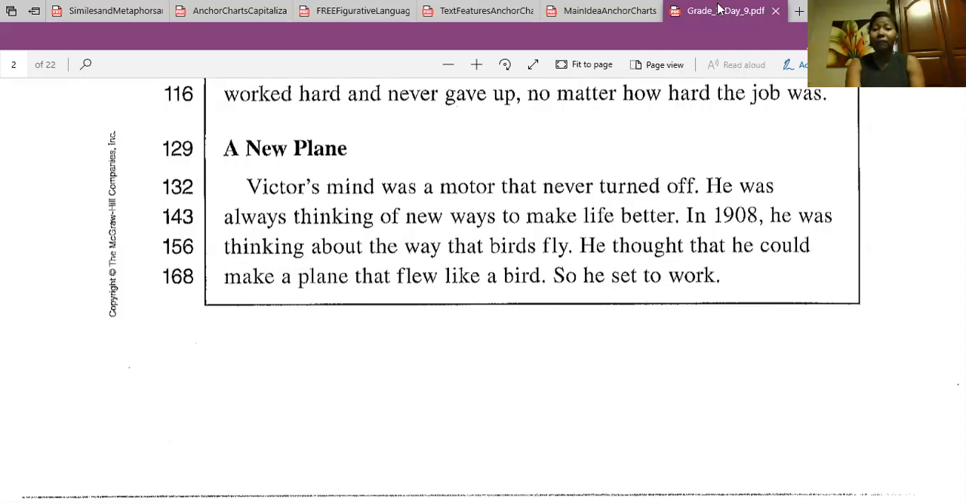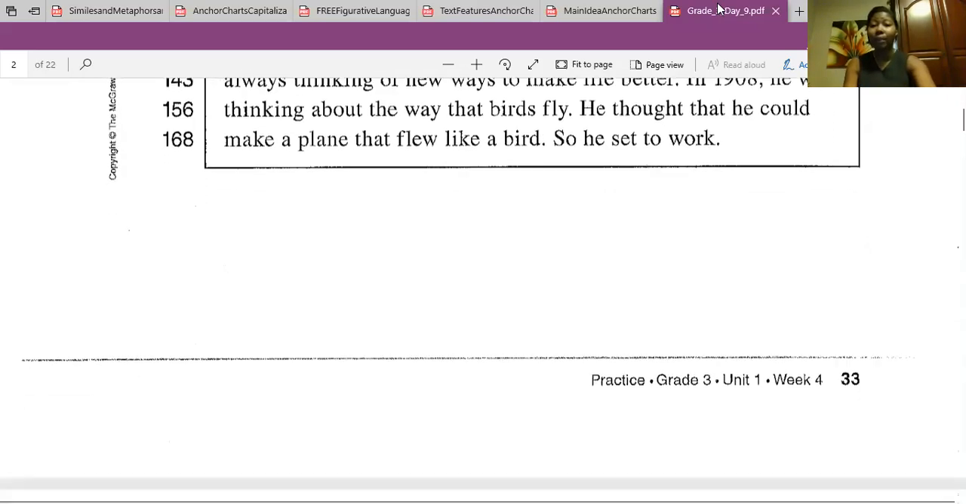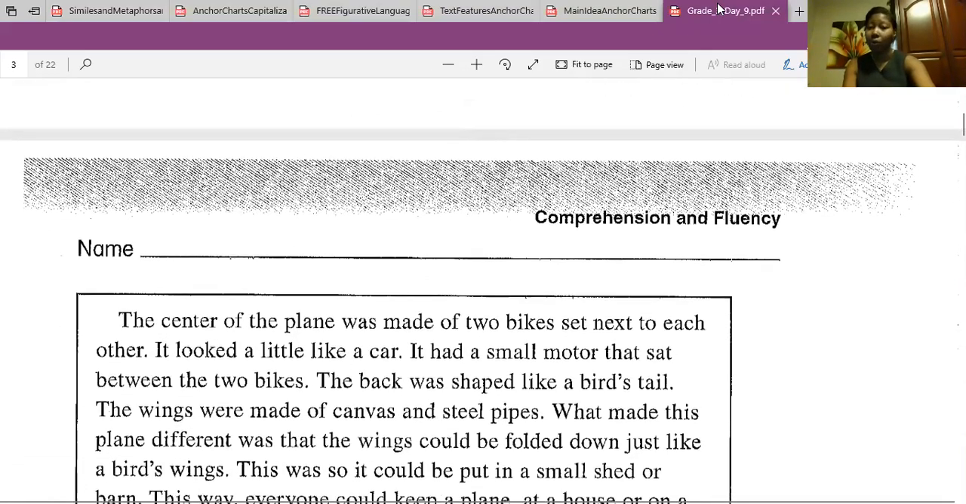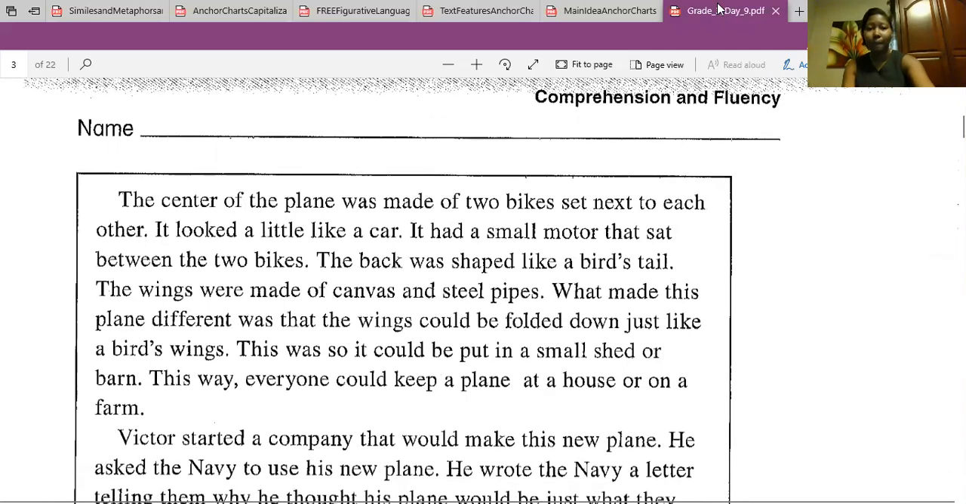Victor's mind was a motor that never turned off. He was always thinking of new ways to make life better. In 1908, he was thinking about the way that birds fly. He thought that he could make a plane that flew like a bird. So he set to work. He made a goal and he went to accomplish it.